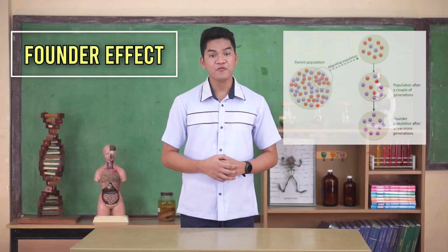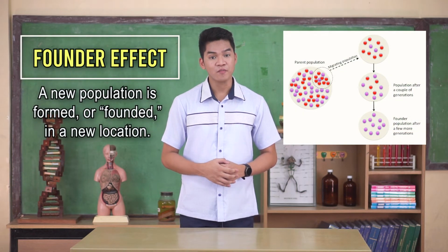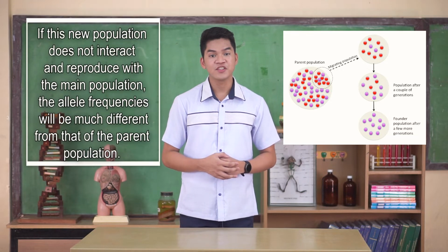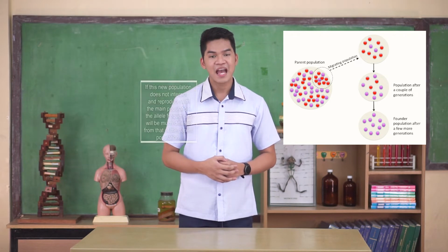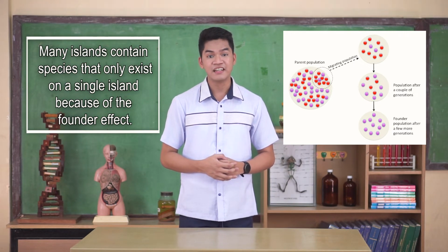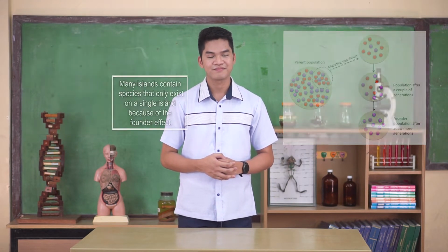In another type of genetic drift, known as the founder effect, a new population is formed or founded in a new location. If this new population does not interact and reproduce with the main population, the allele frequencies will be much more different from that of the parent population. Many islands contain species that only exist on a single island because of the founder effect.